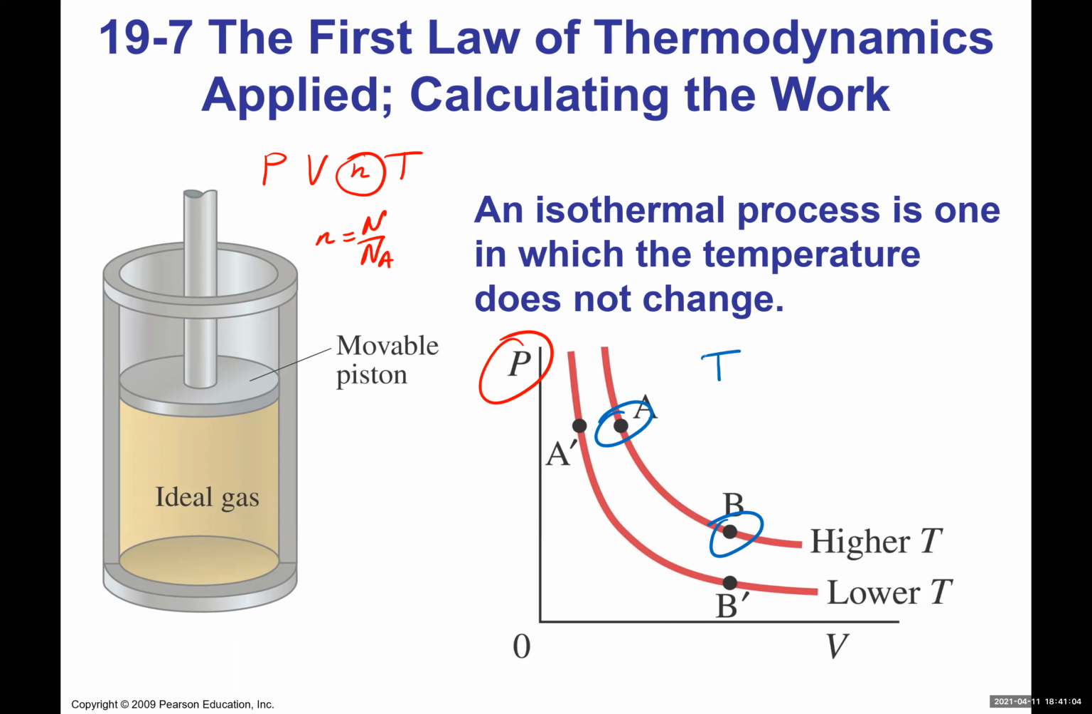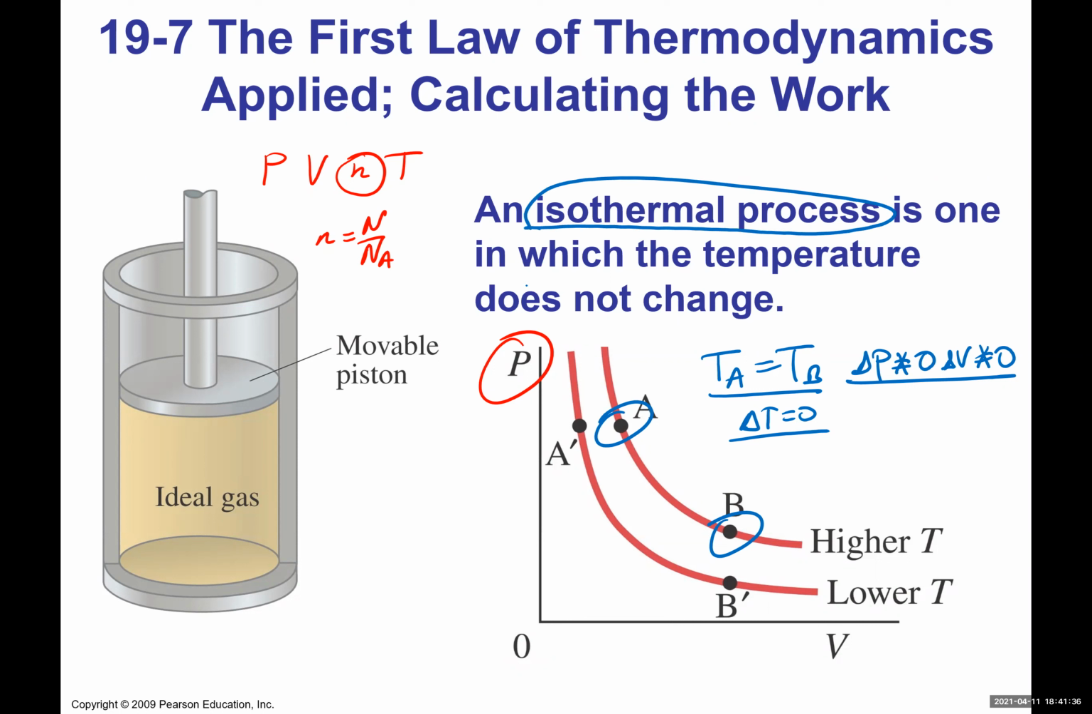So when you have a process where the temperature doesn't change, I go from point A to point B. I can see that for this process, my pressure changes and my volume changes. So delta P is not zero and delta V is not zero, which means there's a change in pressure and a change in volume. But delta T here is zero. The process where delta T is zero, meaning T is constant, is known as an isothermal process. An isothermal process is a specific type of process where the system can change its volume and change its pressure, but the temperature doesn't change.